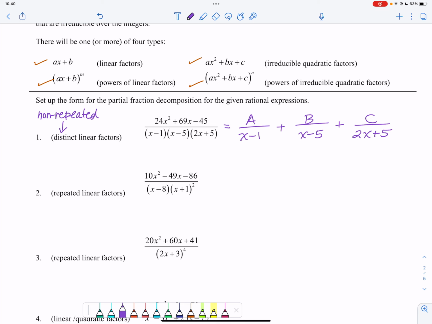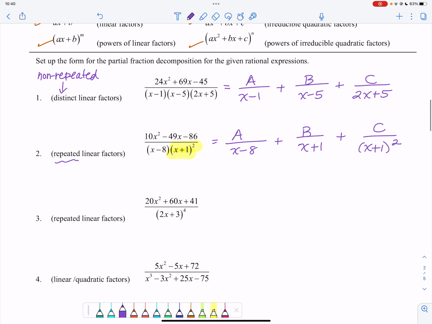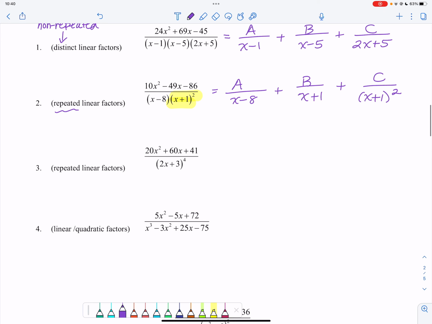Now, if you do have a repeated linear factor, can you see here? It's repeated. That's x plus 1 multiplied by x plus 1. Here is the form you have to use. We will have A over x minus 8, and we will have B over x plus 1. But now we have to introduce a C over x plus 1 squared. So that's how we deal with the repeated factors. And if this was a cube, you would do the same thing here and then add a D divided by x plus 1 cubed, okay?